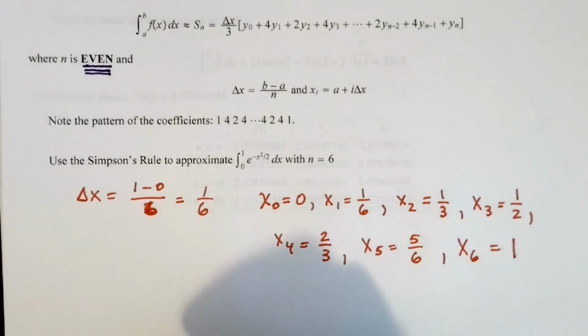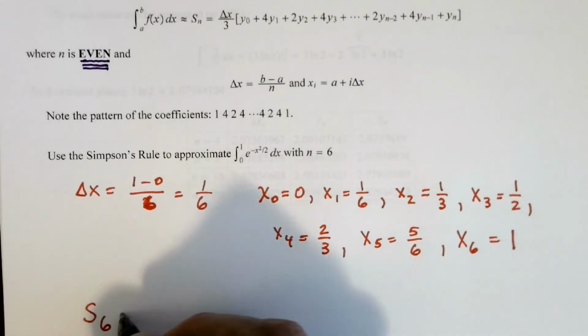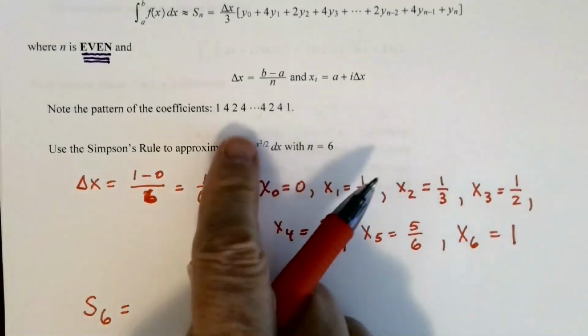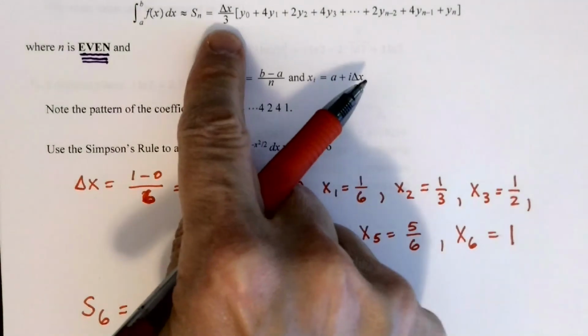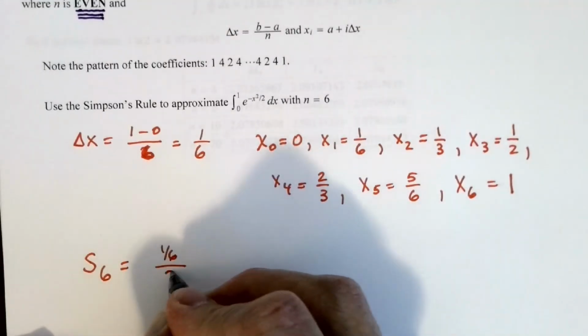And so Simpson's Rule is what? Delta x divided by 3. So that's 1/6 divided by 3.